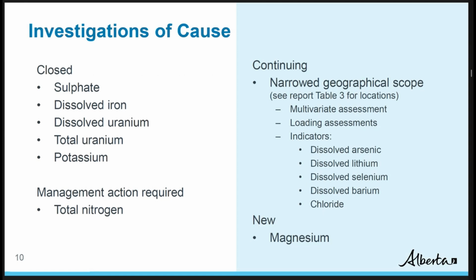Investigations of cause have been undertaken for several indicators since the framework came into effect. These investigations of cause focused on determining the driving causes of water quality decline, and many were wrapped up within the last reporting period, as listed on the left. Investigations of cause into these indicators were either closed and referred for further analysis to staff in the Upper Athabasca region. They were closed and referred to management action in the case of total nitrogen, or investigations will continue within a narrow geographical scope. For the investigations that are continuing, the focus will be on the Athabasca River main stem between Fort McMurray and Old Fort Station for arsenic, and on the Muskeg River watershed for dissolved lithium, selenium, barium, and chloride. A new investigation of cause was initiated for magnesium. Next slide.